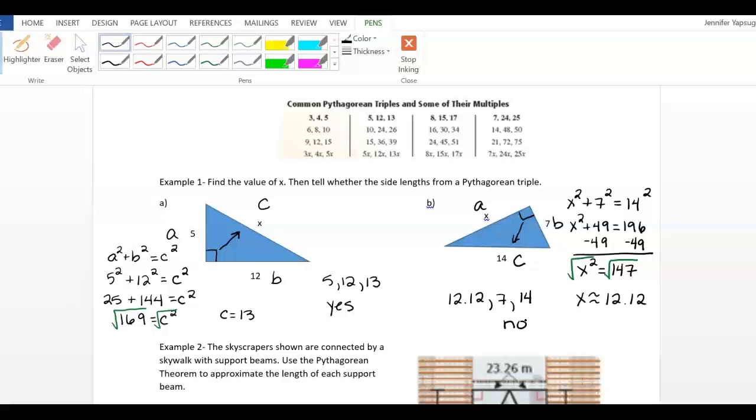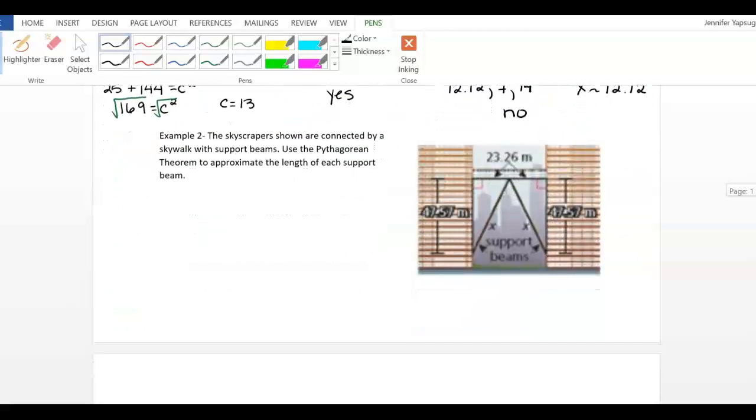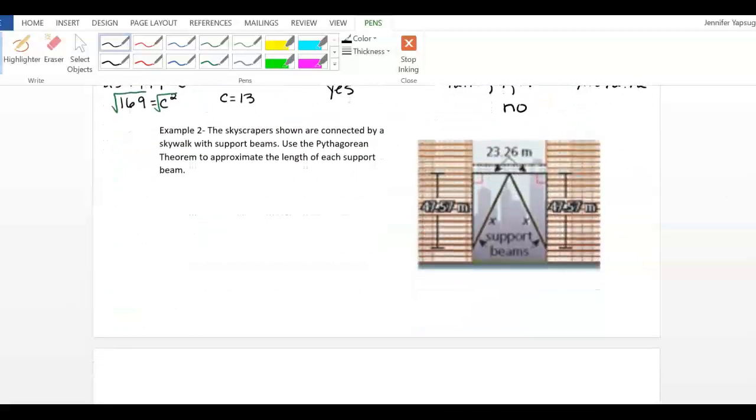All right, let's take a look at our last example, which is going to be an application, or what we like to call a word problem, involving the Pythagorean theorem. So I've got this picture here. These are two skyscrapers, and there is a walkway, this walkway here, that is connected to both of the sides. The skywalk is connected to both of the skyscrapers, and then we have these support beams that come down, and they form these two right triangles. So we're going to use the Pythagorean theorem to approximate the length of each support beam. In other words, we're trying to find the length of x here.